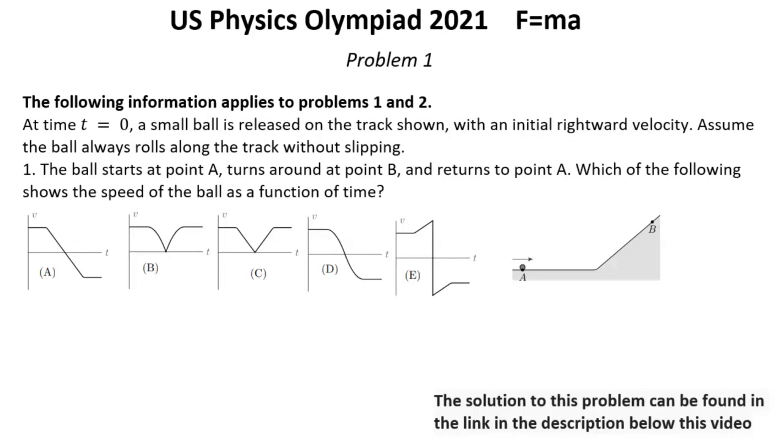US Physics Olympiad, year 2021. F equal MA, first round. As usual, it was given 75 minutes for 25 problems.